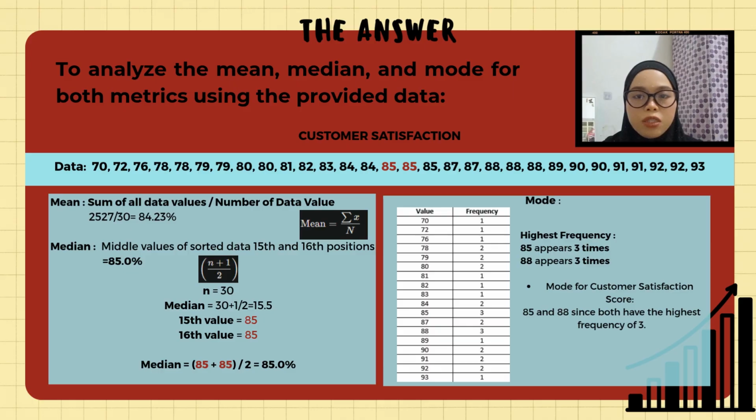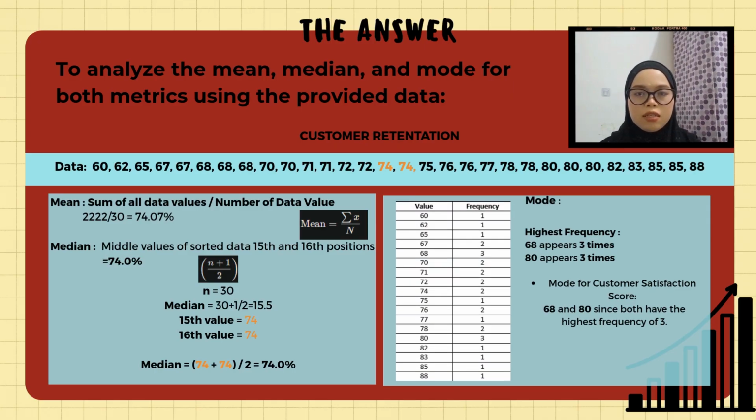For the mode, you look at the highest frequency. The numbers with the highest frequency are 85 and 88 because each appears 3 times. So the mode for the customer satisfaction score is 85 and 88.